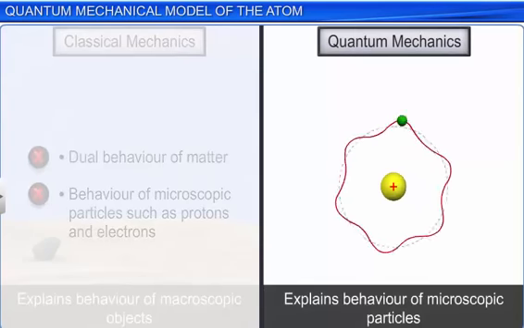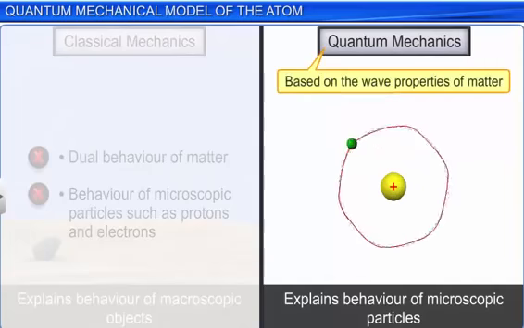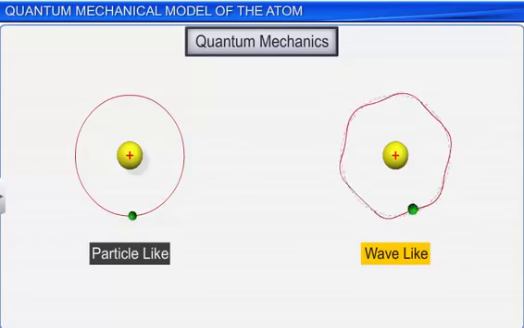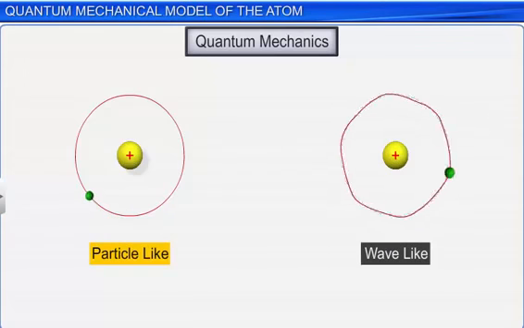On the other hand, as quantum mechanics is based on the wave properties of matter, it describes the behavior of microscopic particles in a much better way. Hence, quantum mechanics is a theoretical science that helps to study the motions of microscopic objects that have observable wave-like and particle-like properties.